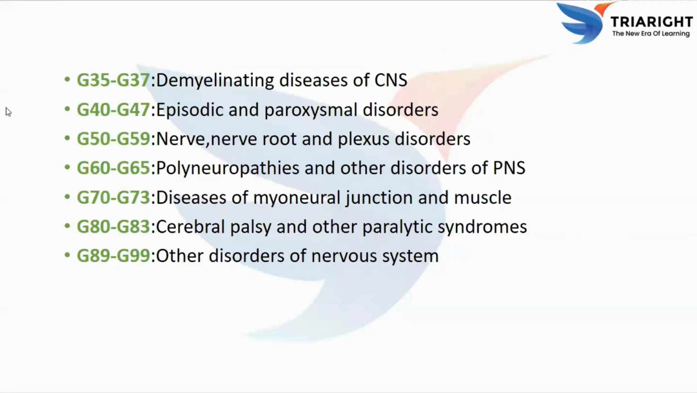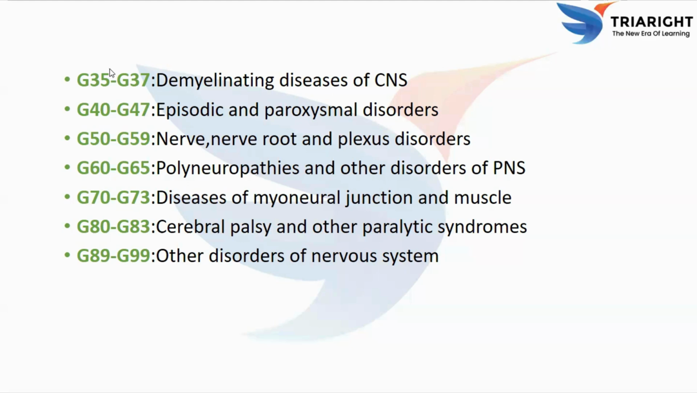Coming to G35 to G37, demyelinating diseases of the CNS. What does it mean? These are the conditions where the myelin sheath is damaged. You know about the myelin sheath, right? It is the protective covering of the nerves in the brain and the spinal cord. When it's damaged, you have to code these code ranges.